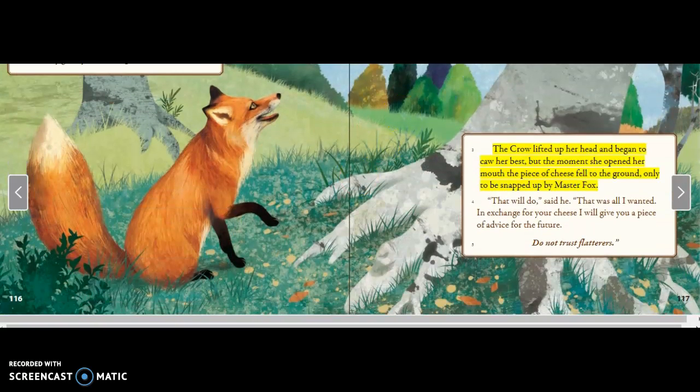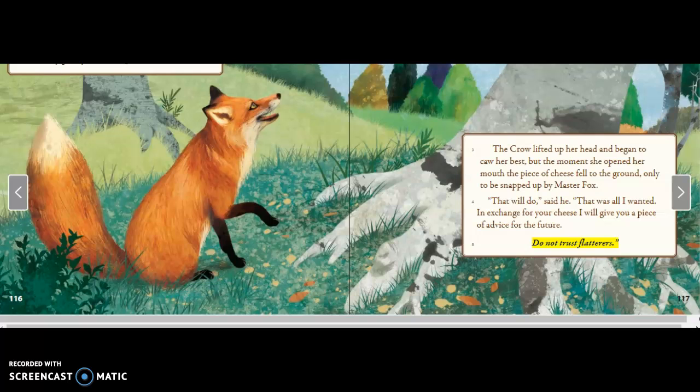The crow lifted up her head and began to caw her best. But the moment she opened her mouth, the piece of cheese fell to the ground, only to be snapped up by Master Fox. "That will do," said he. "That was all I wanted. In exchange for your cheese, I will give you a piece of advice for the future.